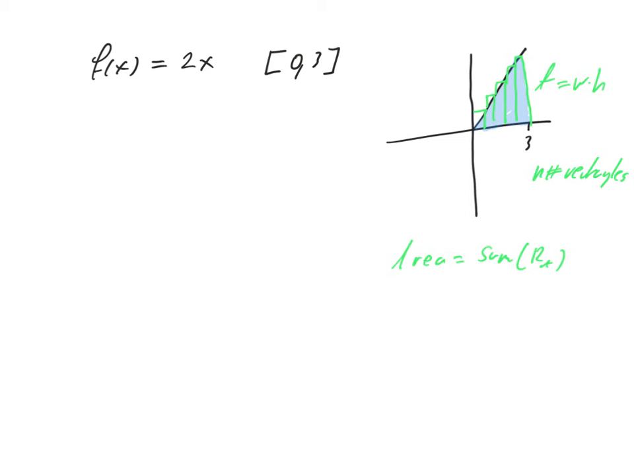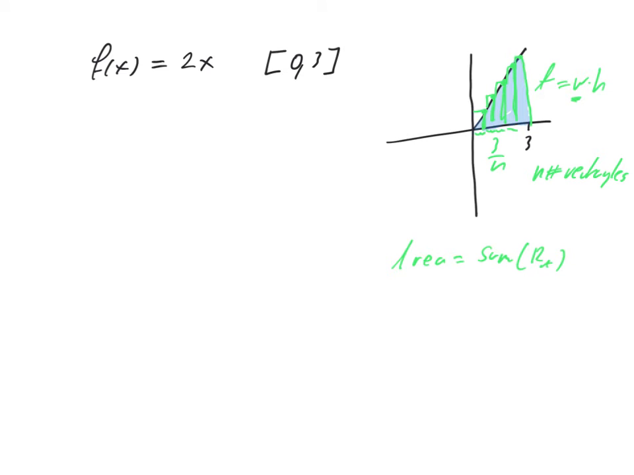So if we have n rectangles, then we have to divide this width of 3 over n rectangles. And then we have the individual width of each rectangle. So each of these is 3 over n wide. So that's the first part. So we have the width. But now we actually want to get the height as well. And the height, as you can see, is the function's value at all of these x points here.